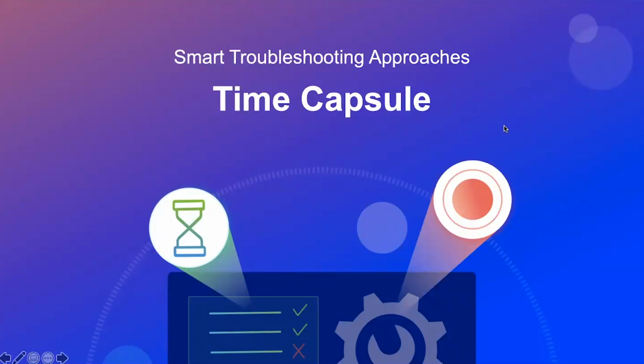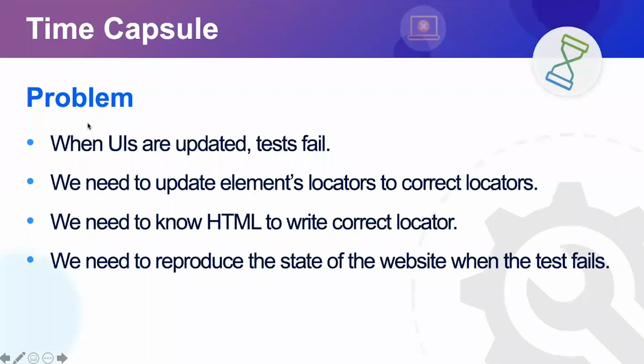So let's move on to the problem. Now, like I said earlier, this is just a formal definition of the problem that it solves. So when UI elements are updated, your automated test will fail, right? Because the locators cannot identify new elements or changed elements. And we all need the HTML structure to write a correct locator. And we also need to reproduce the state of the website when the test fails.